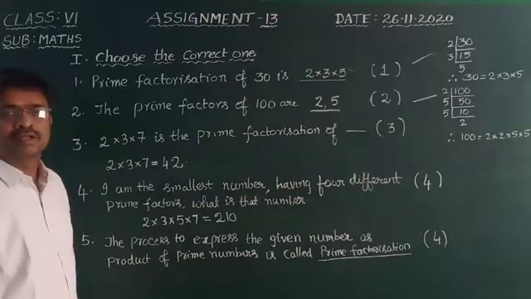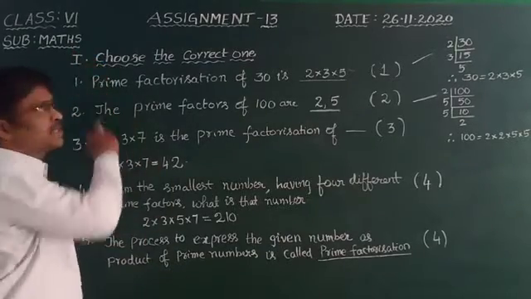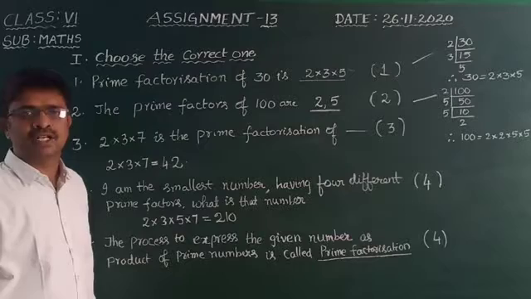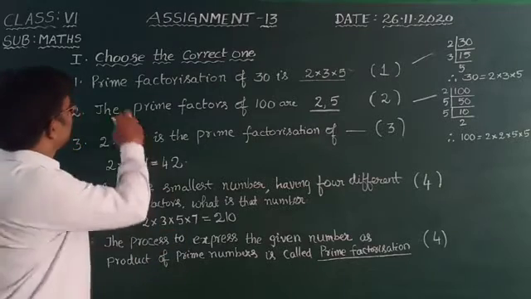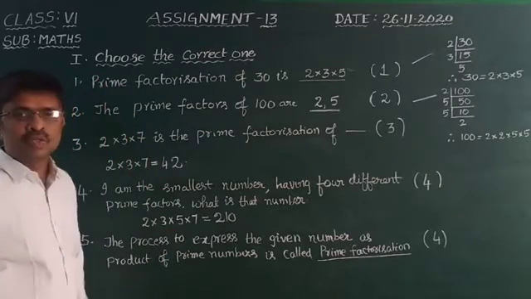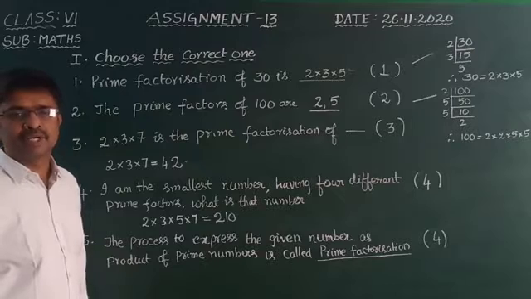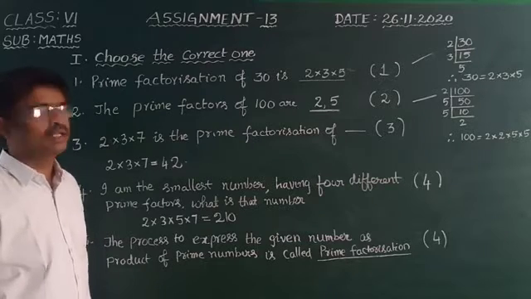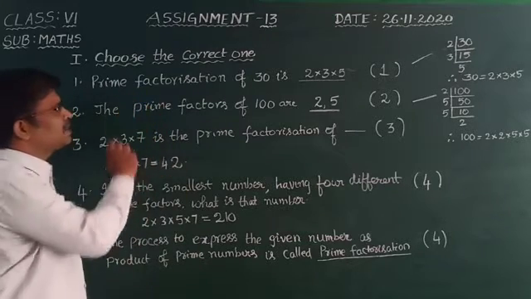Good morning children. Today we are discussing 6th class assignment number 13. In the first Roman numeral, choose the correct one. That means out of the 4 alternatives, you have to choose the correct one.